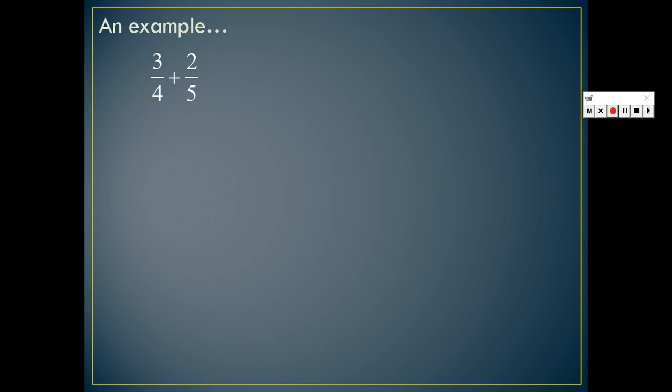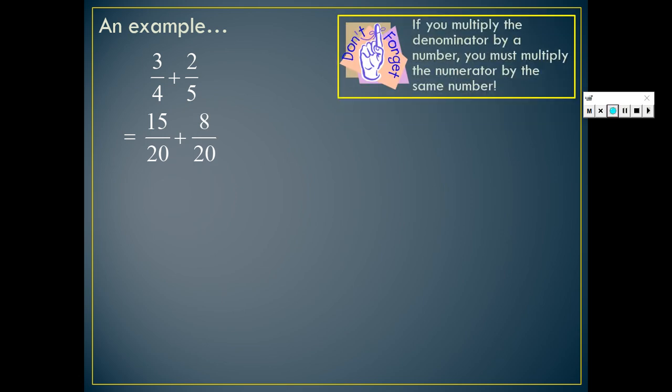So what do I do? I take the fraction on the left, 3/4. I multiply both the top and bottom by 5, and I end up with 15 over 20. And the 2/5, I multiply both top and bottom by 4, and I get 8 over 20. So don't forget, if you multiply the denominator by a number, you must multiply the numerator by the same number. And so for the left-hand fraction, I used 5s, and for the right-hand fraction, I used 4s.